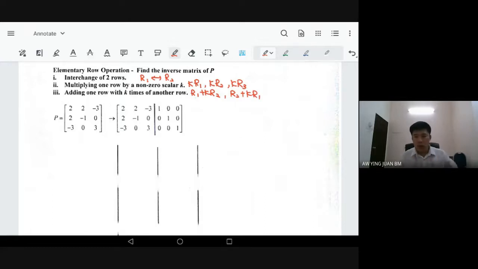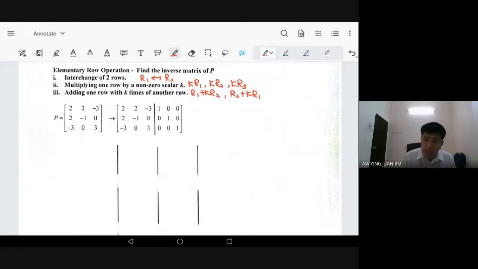Later on, we are going to use the rules for the ERO in order to find the inverse matrix of P. First, what we have to do is, we have the matrix P. We insert P and also the identity matrix into the augmented matrix. For the left hand side, we have the matrix P, and for the right hand side, we have the identity matrix. Our objective is to make sure the left hand side becomes identity.